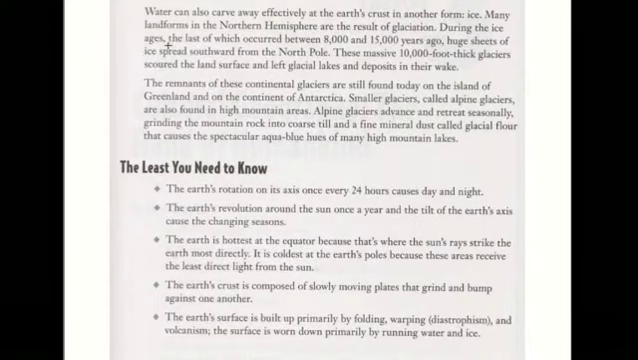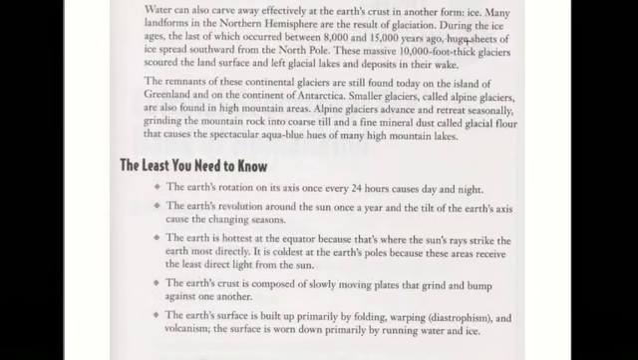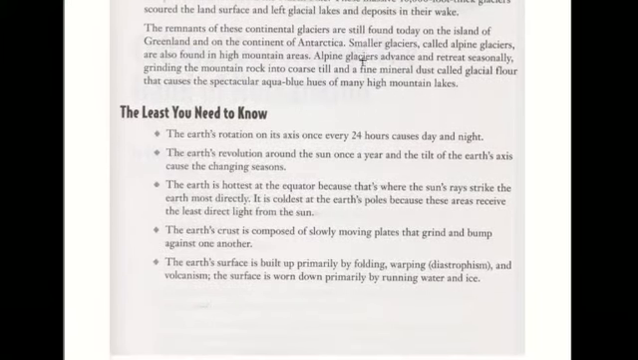During the ice ages, the last of which occurred between 8,000 and 15,000 years ago, huge sheets of ice spread southward from the North Pole. These massive 10,000-foot-thick glaciers scoured the land surface and left glacial lakes and deposits in their wake. The remnants of these continental glaciers are still found today on the island of Greenland and the continent of Antarctica.